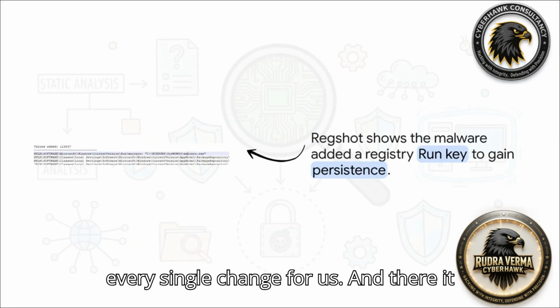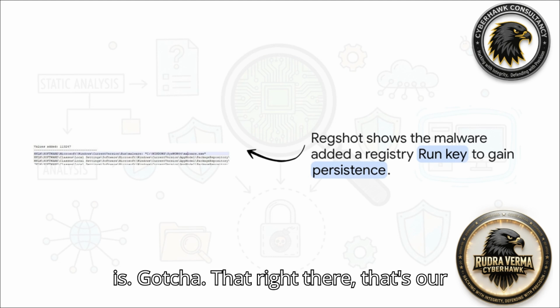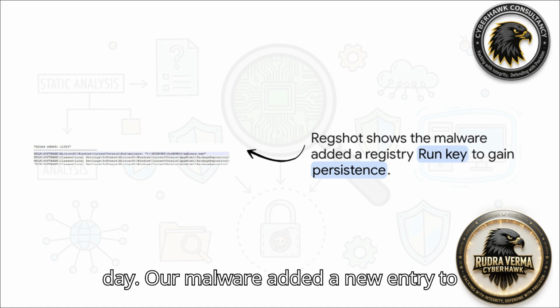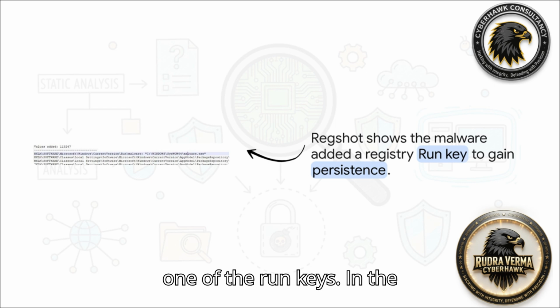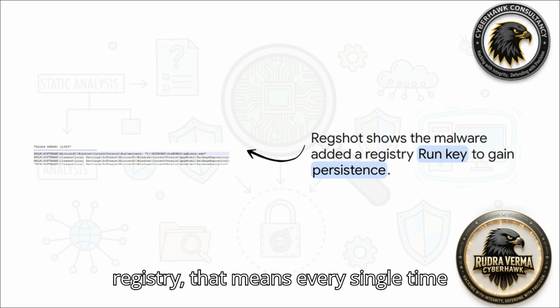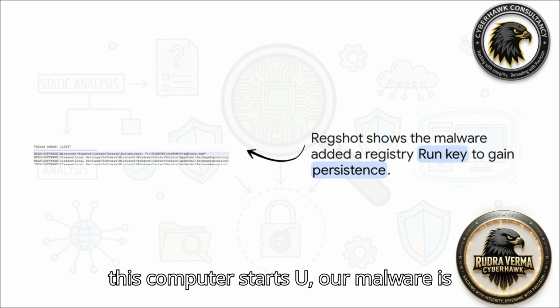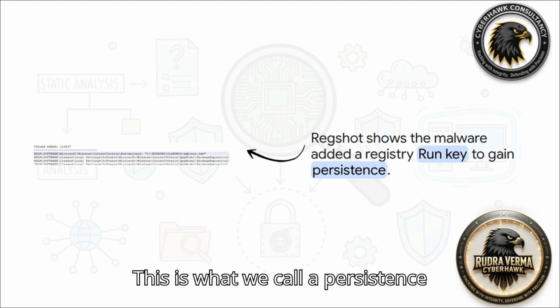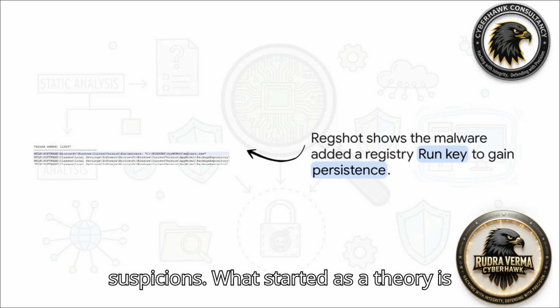And there it is. Gotcha. That right there, that's our smoking gun. The report shows it clear as day. Our malware added a new entry to one of the run keys in the registry. That means every single time this computer starts up, our malware is going to start up right along with it. This is what we call a persistence mechanism, and it confirms our suspicions. What started as a theory is now cold, hard fact.